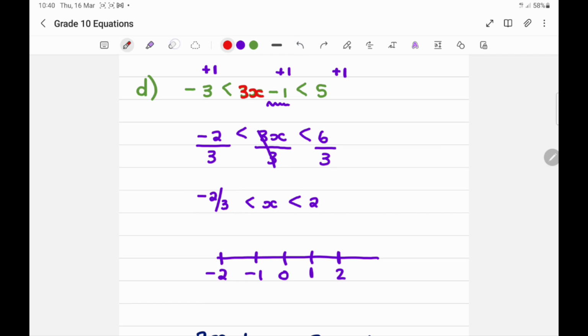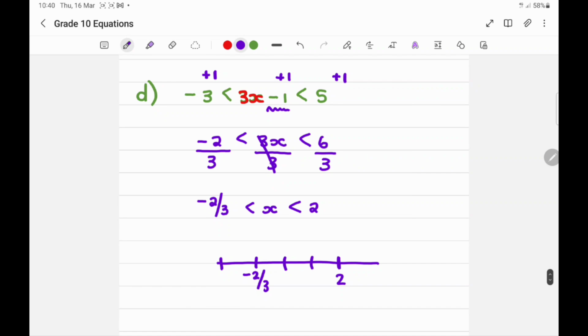But you don't have to have all these other numbers. In fact, you also don't have to have 0 and 1 and 2. The only ones you need to have there is that. You don't even have to have the stripes, but I just wanted to show you, to represent it visually, what it would be. So x would lie between these two values over there. It lies between -2/3 and 2.